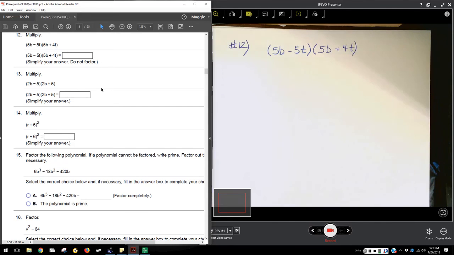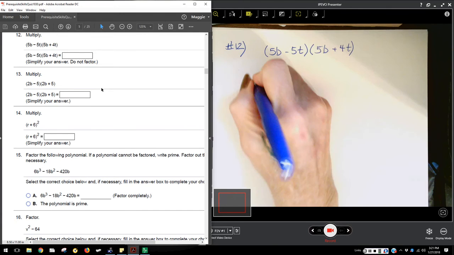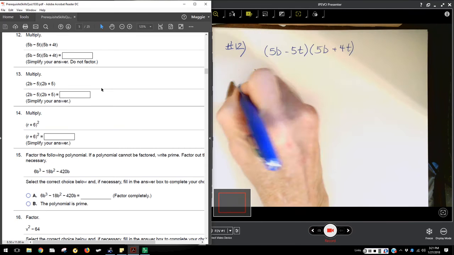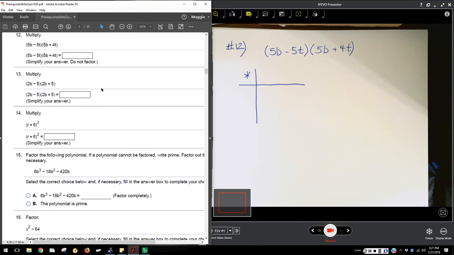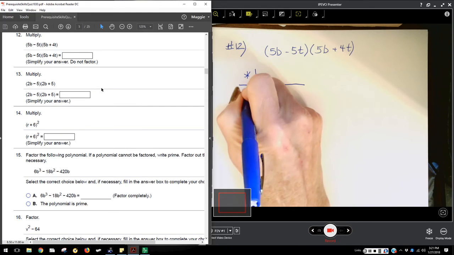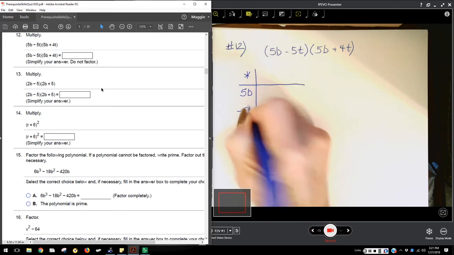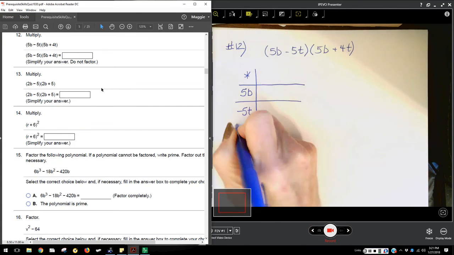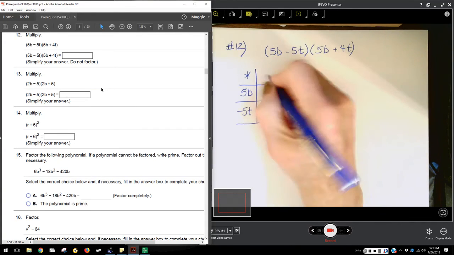And yes, I'm aware that you can use the FOIL process on this, but that process confuses some students. So for those of you that are confused by the FOIL process, I'll show you how to do this without using the FOIL method. What we do is we're going to build a multiplication table. So what we're doing here is we're multiplying. We have 5b minus 5t. And I wrote them so that I can separate the two terms into each having its own box. And then 5b plus 4t.